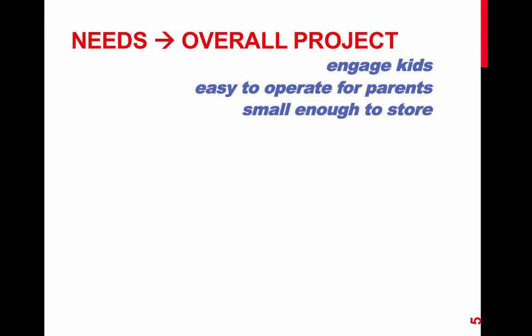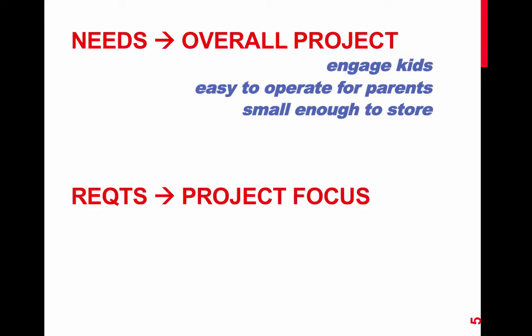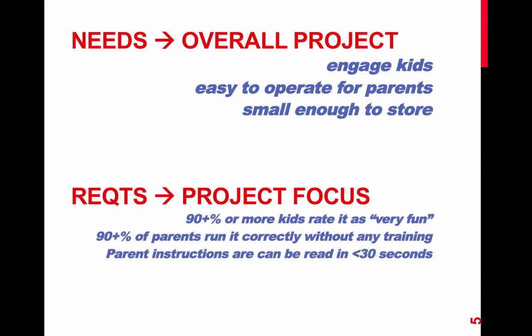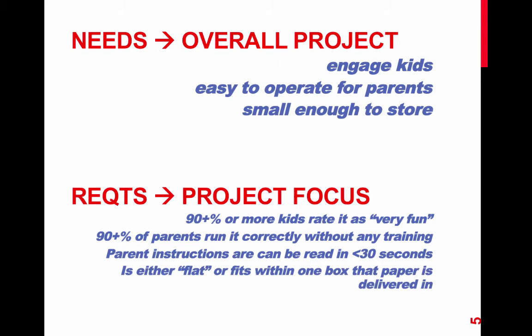Now, once you've focused in on a certain thing you're going to design, like we're going to design an activity where kids pick up ducks out of a pond and they scan these toy ducks and see if they have a lucky duck or not, then we can write more specific design requirements. Things that are measurable, like, do 90+% of the parents run it correctly when they haven't been trained at all in it?